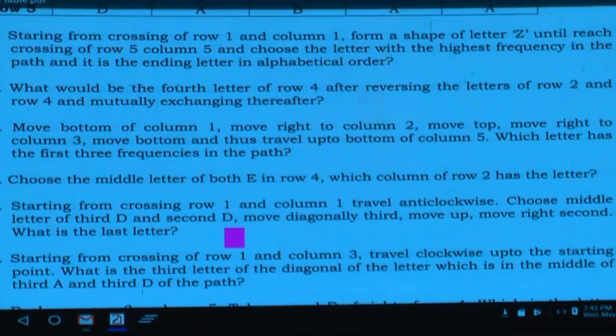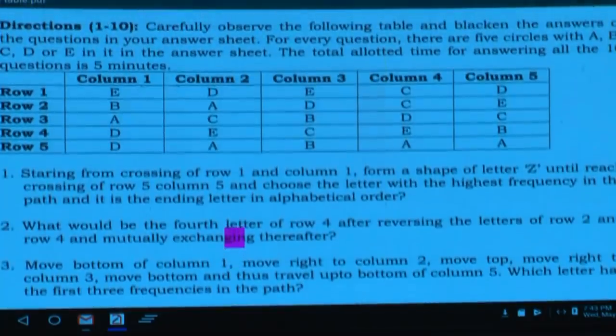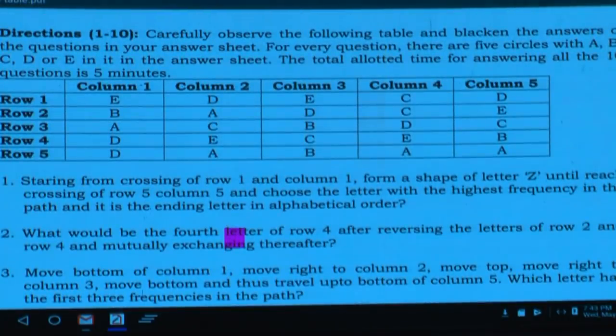Starting from crossing of row 1 and column 1. Travel anti-clockwise. Yes, what is the answer here? The answer is C. Yes, why is it C? Tell me where we were asked to start. Starting from crossing of row 1, column 1. Start from there. Start from here. Next, how should we go?